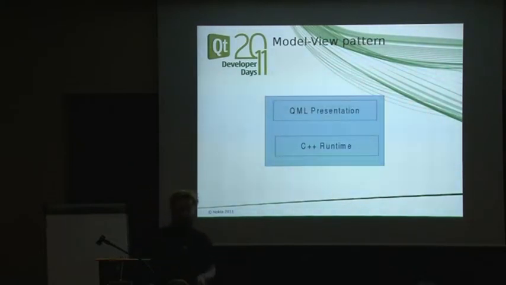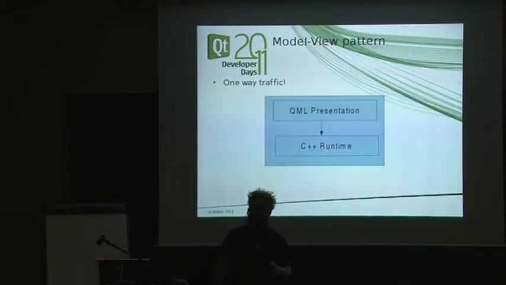So see QML as your presentation, your visualization of your data, of your controls, and all that. If you look at it that way, you will very easily and very fast come to the conclusion that it should be one-way traffic. And with one-way traffic, I mean QML depends on C++, never the other way around. If your C++ ever depends on your QML, you have a problem.